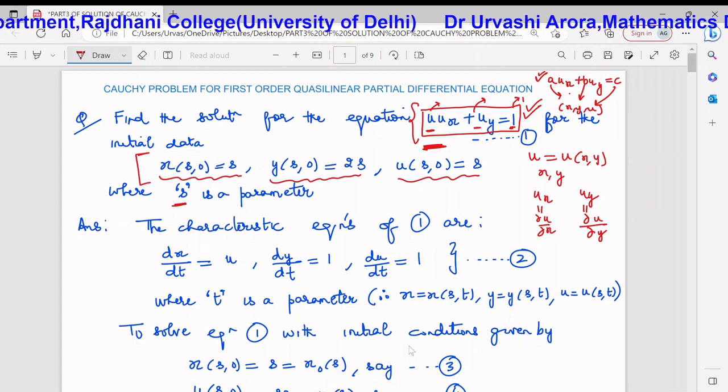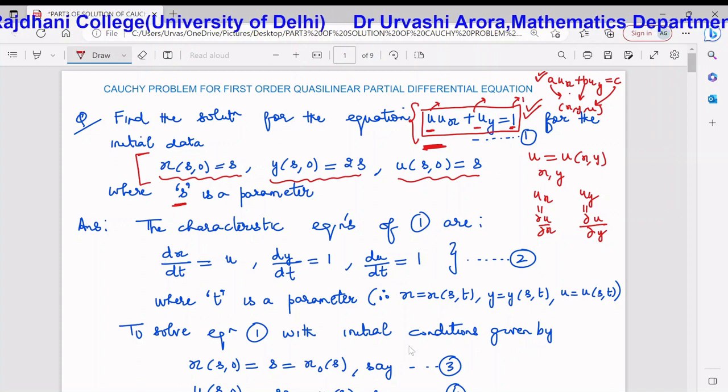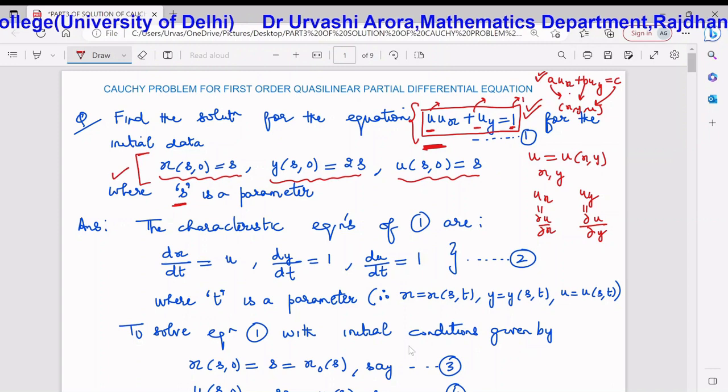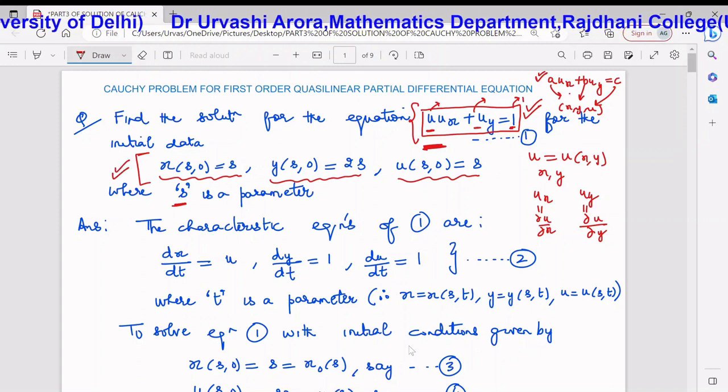So, of course, we have to apply Lagrange's method only or the method of characteristics, but there is a particular way in which Lagrange's method will be applied, which is going to be different from the way that I mentioned in my video when the initial conditions were in Cartesian form. Here the initial conditions are in parametric form.